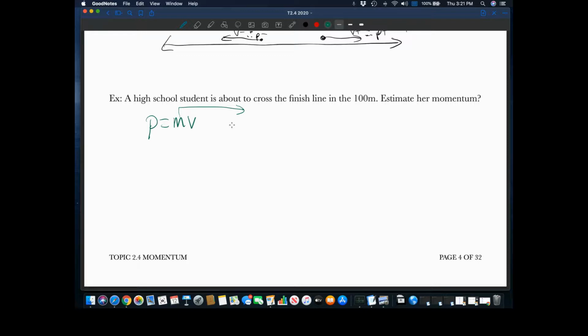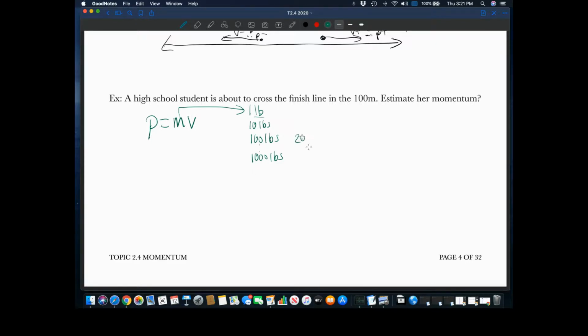So let's say we have a high school student and she is running the 100 meters. Is it likely she weighs 1 pound? Of course not. We know that's way too light. What about 10 pounds? That's also way too light. What about 100 pounds? Now we're getting closer. And if we went to 1,000 pounds, we know that is way, way too much. So we're looking at somewhere between 100 and 1,000.